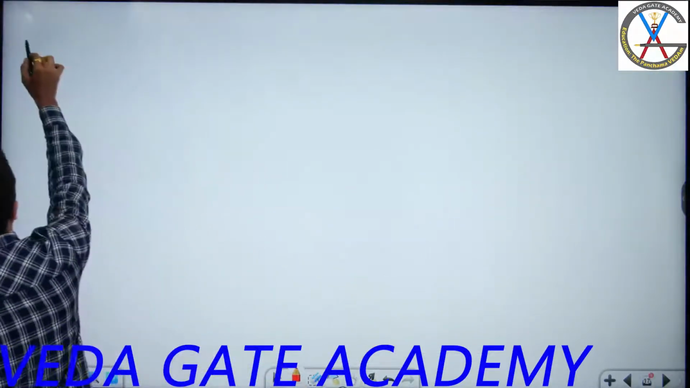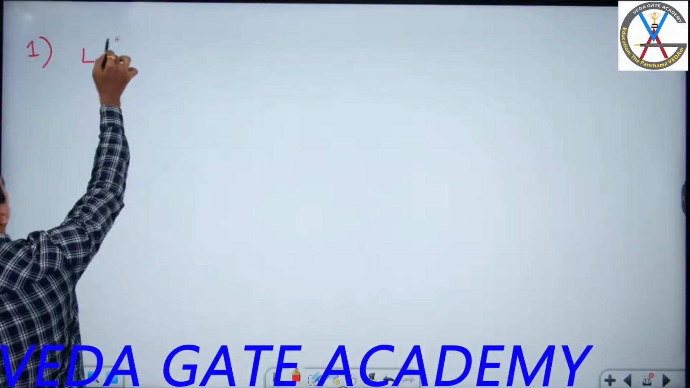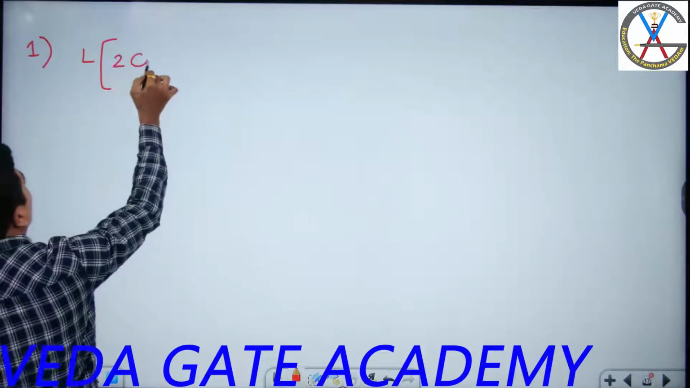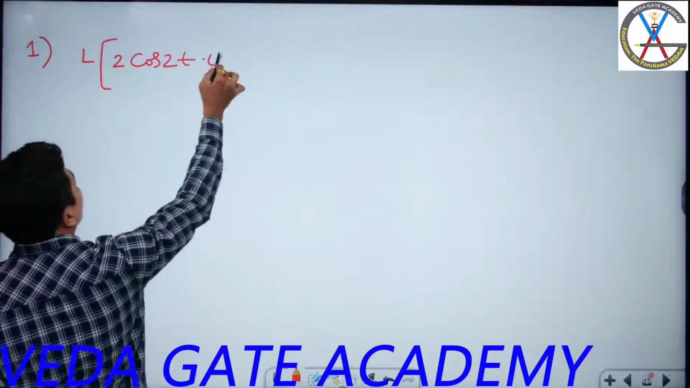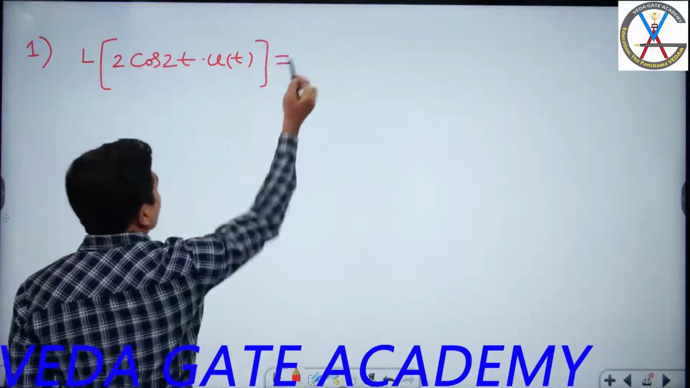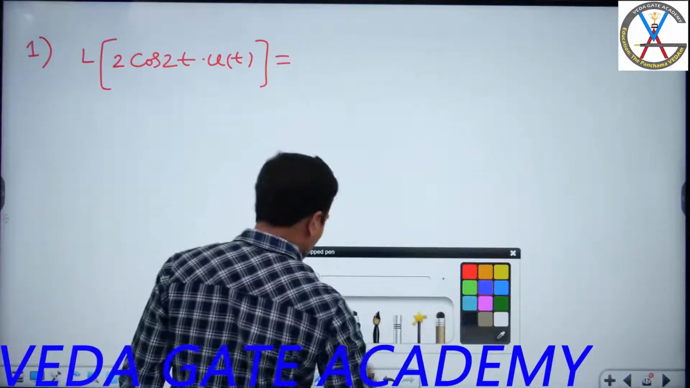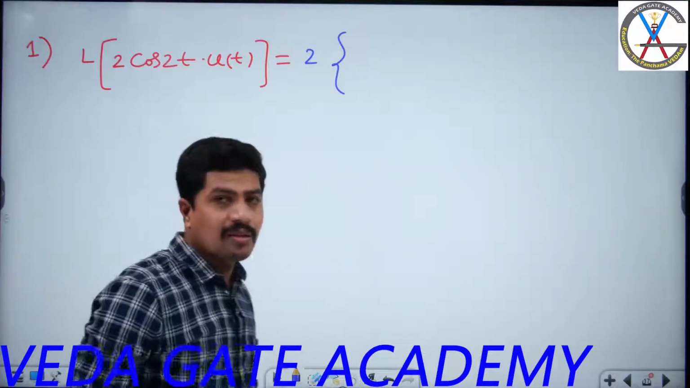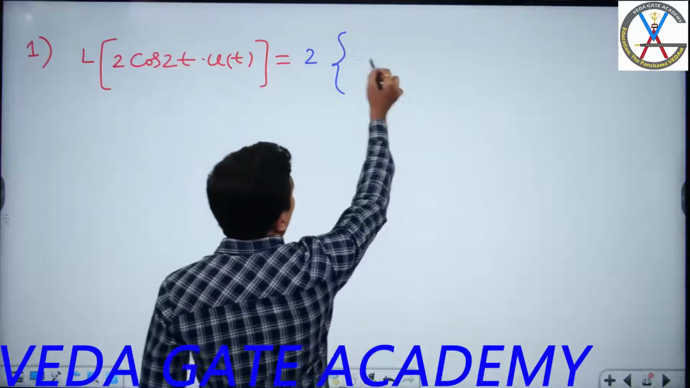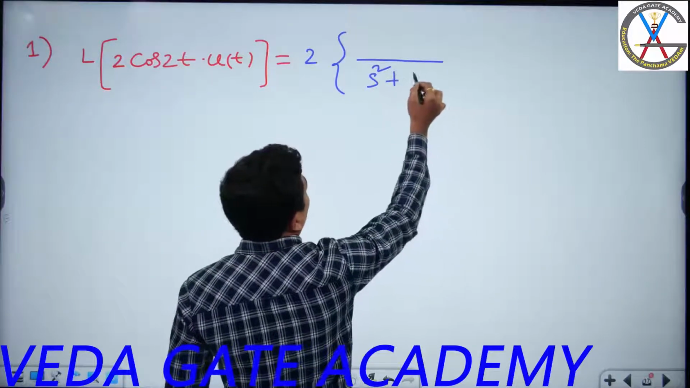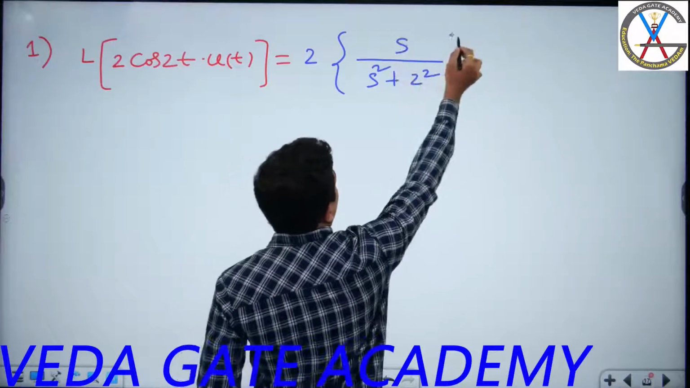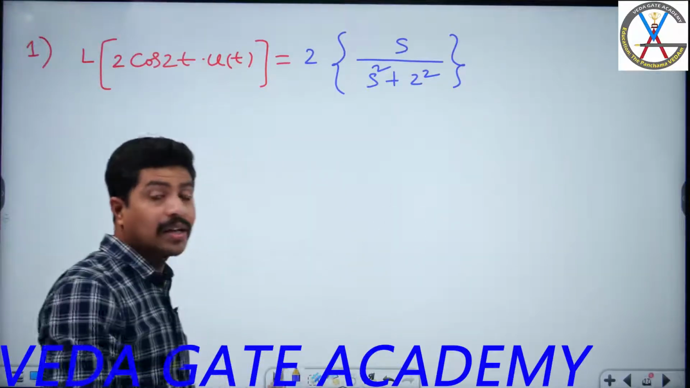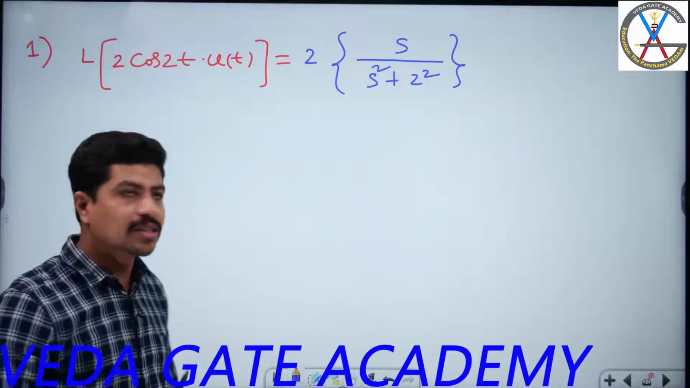First example I'm going to take up is Laplace transform of 2 cos 2t into u of t. How much are you going to get? 2 is outside. Cos 2t. Cos means, first of all, the denominator is s square plus omega square. The numerator must be s. Then only we can understand that it is cos.